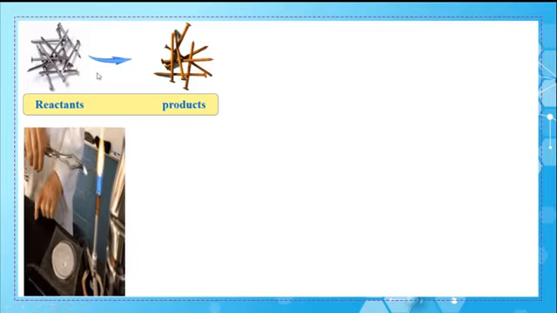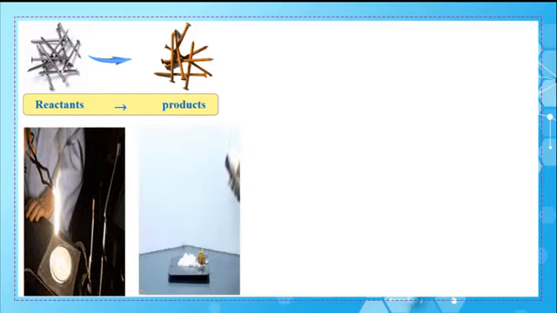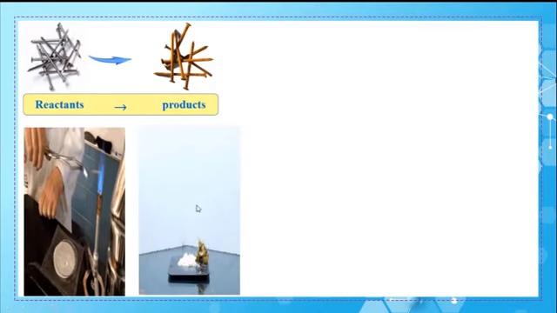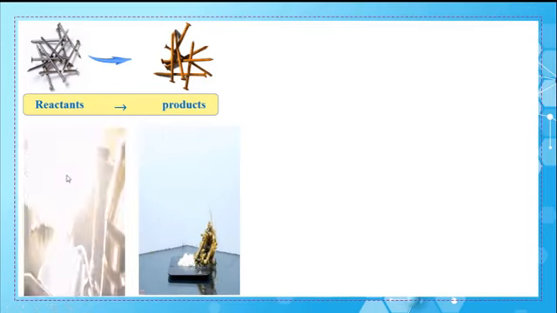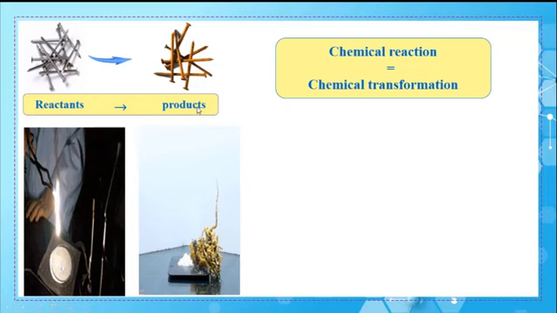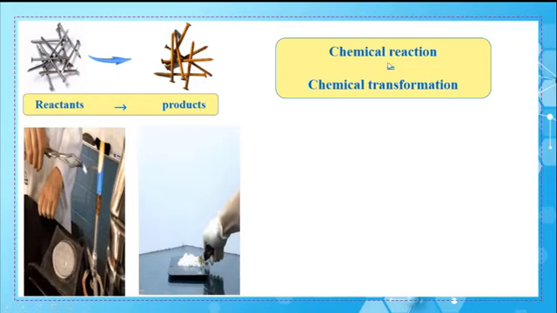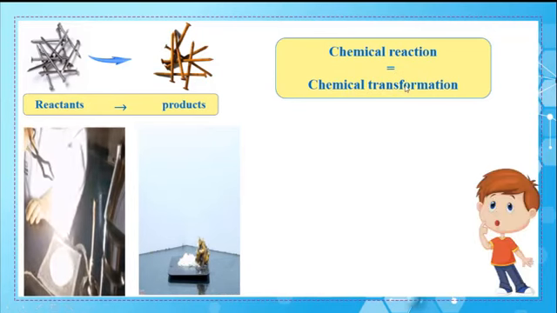The nail will get rusted. The reactants to give these products. Burning a magnesium ribbon, as you see here. And adding some sulfuric acid to the sugar. All these are considered as chemical reactions where we start from reactants to obtain new substances known as products. These are chemical reactions, or we could say chemical transformations.